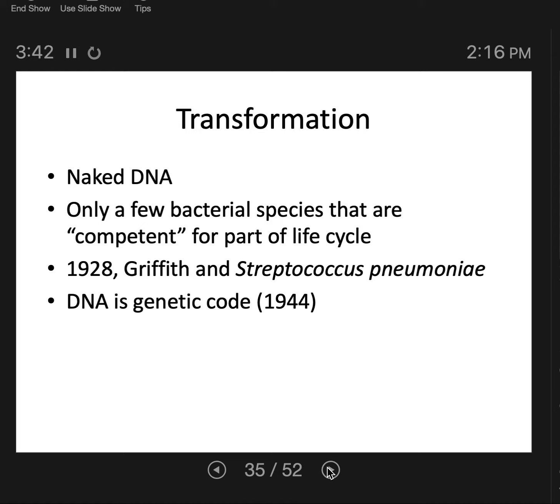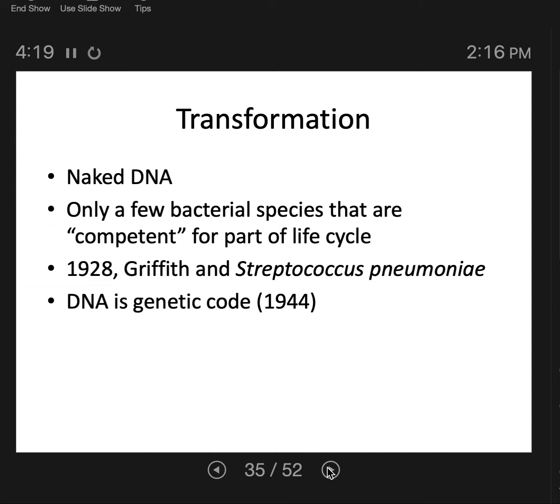Okay. Competent means that the cell wall becomes permeable to large DNA molecules. So some bacteria, for part of their life cycle, become competent, meaning their cell wall becomes more permeable to larger molecules like DNA. Because I told you that the cell wall is not a chemical barrier, because it's sort of like scaffolding, but really, really large molecules do have trouble fitting through it. So when the cell wall is more permeable, these certain species of bacteria can pick up naked DNA from their environment.